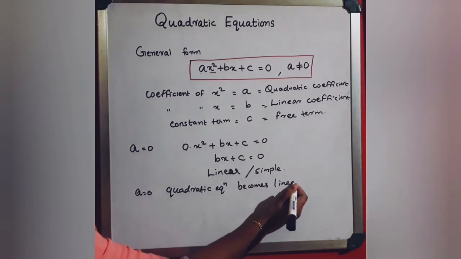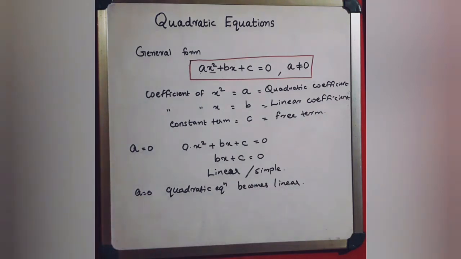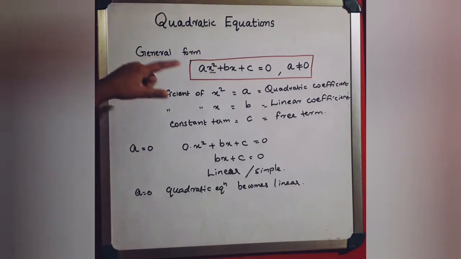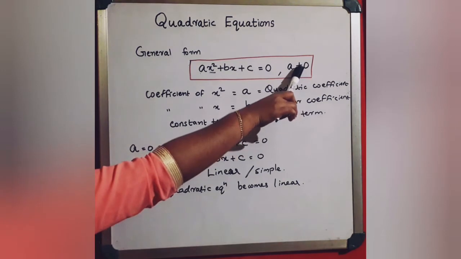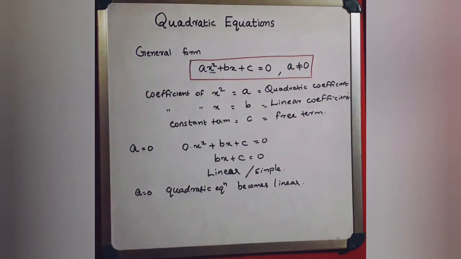So the general form or standard form of a quadratic equation is ax square plus bx plus c is equal to 0 and a not equal to 0. If a is equal to 0, the quadratic equation becomes linear. That's why we use a not equal to 0 in the standard form. Is it clear?